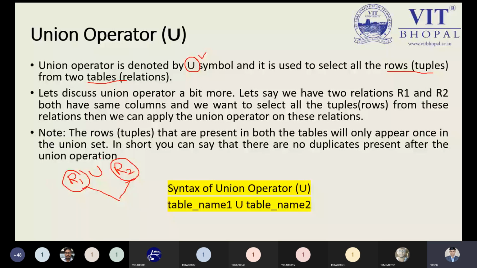So while performing the union operation, as you can see, no duplicates are present after the union operation. And the syntax is very simple, as you can see over here: table name 1, union operator, and table name 2. So this is just an idea about the union operator, and I will tell you in more detail through the example, then you will understand this concept in a simple way.